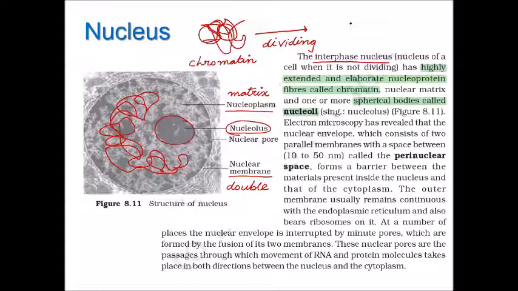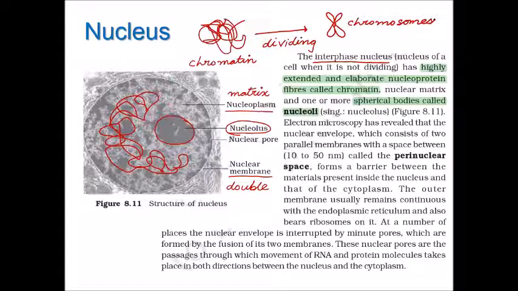So when the cell is not dividing, it will exist in the form of chromatin. But when the cell is about to divide or when the cell is dividing, all this chromatin will be packed into structures called chromosomes like this. So DNA will be packed to form chromosomes. Chromosomes are formed only when the cell is about to divide or dividing.